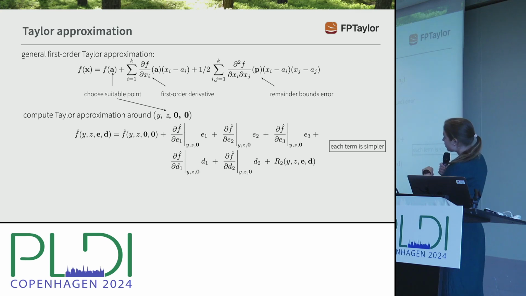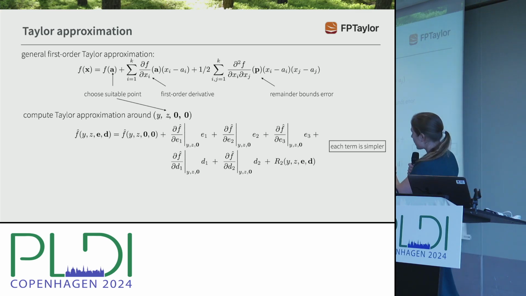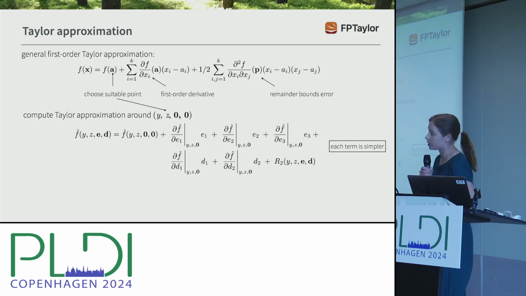Each term will be simpler because we're taking the derivative with respect to our error variables, and they will typically not occur in the whole expression, but only in smaller parts. So in each term, much of that original expression will disappear.